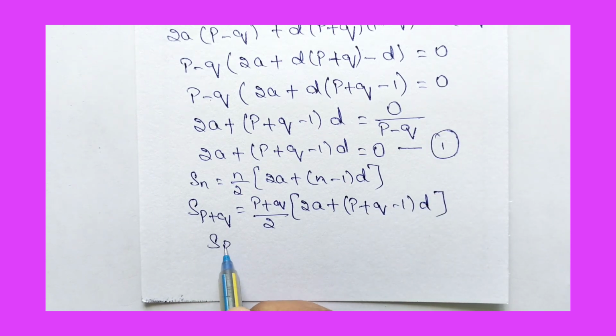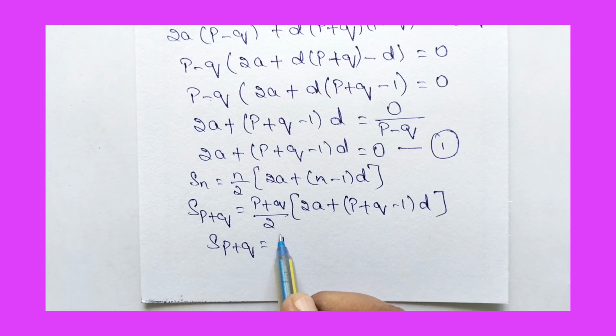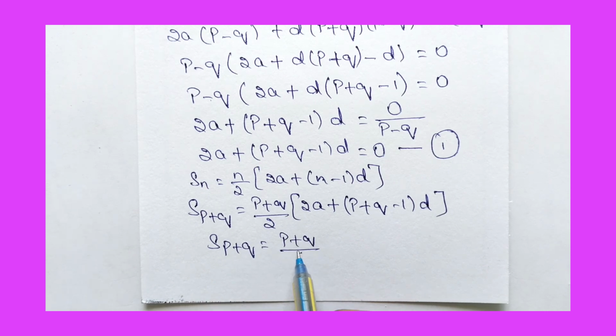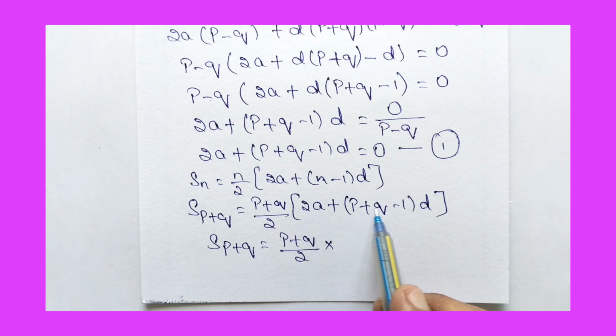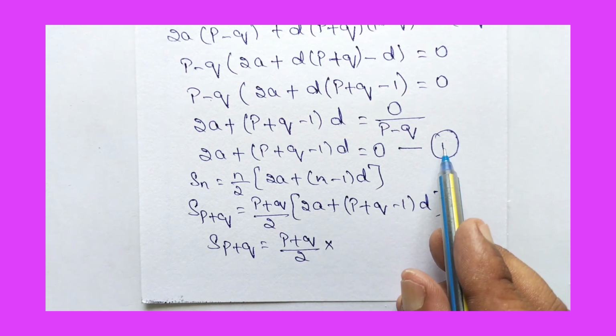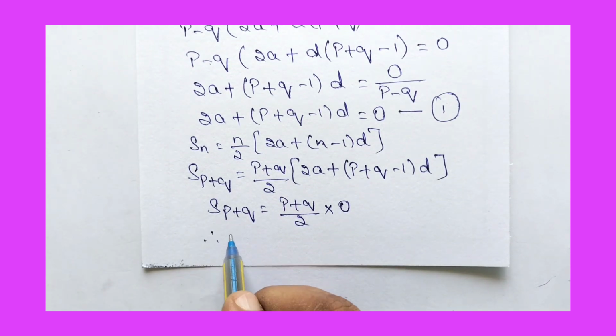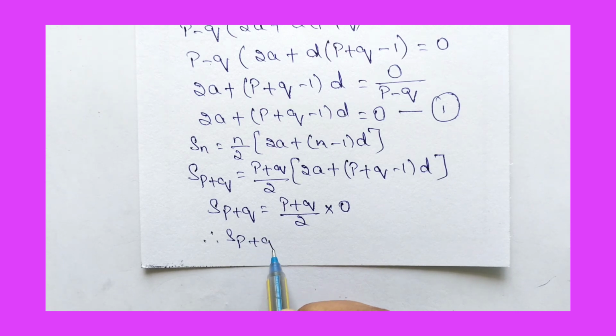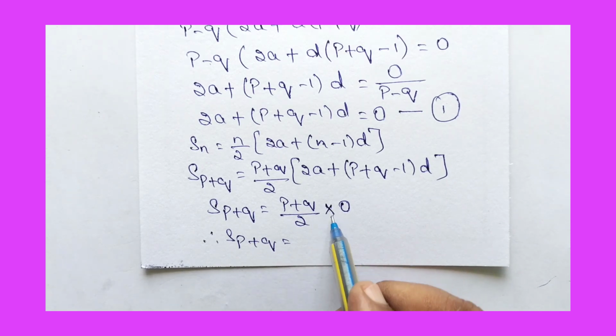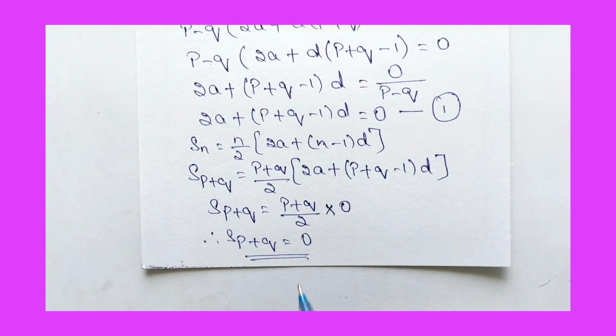So S_(p+q) is equal to (p plus q) divided by 2 into, ಇದಿಷ್ಟು ಸೇರಿಸಿದ್ರೆ according to equation 1 it will be equal to 0. ಇದಿಷ್ಟು ಝೀರೋಗೆ ಈಕ್ವಲ್ ಆಗಿದೆ. ಹಾಗಾದರೆ therefore S_(p+q), the p plus qth term, is equal to anything multiplied by 0 is 0. Therefore, sum of the p plus qth term is equal to 0. So, like this, we have to find out sum of the p plus qth term.